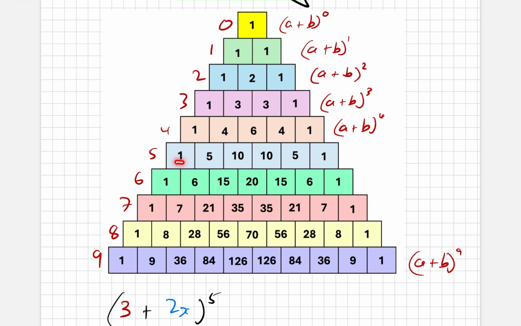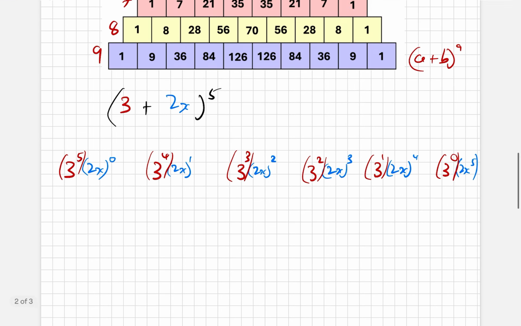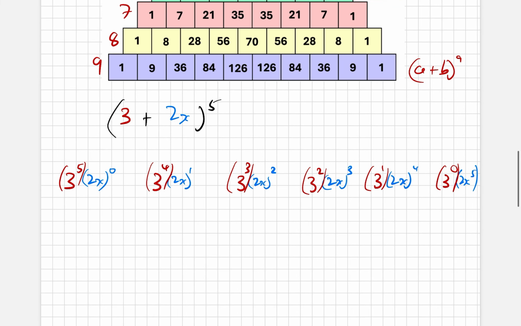So the numbers are 1, 5, 10, 10, 5, 1. So they will be the coefficients for my expansion. So I'll start with a 1 in front of this one, 5 in front of that one, 10 there, 10 in front of that one, then a 5 in front of that one as well, and then a 1 in front of that one. Don't forget to add in your pluses to separate the terms. And that is my expansion done. All I need to do now is simplify it. So I've done the expanding part, now I need to simplify.